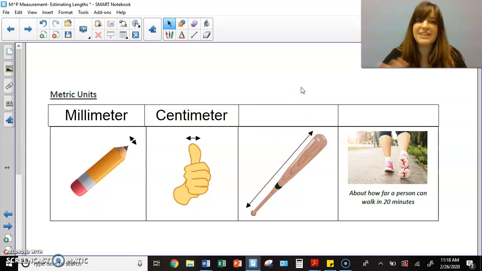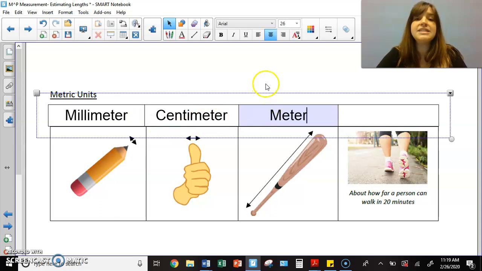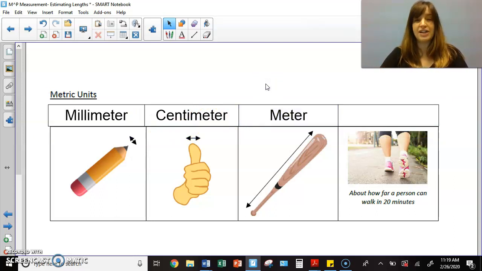Then it jumps really large in the metric system. There are other units of length in between a centimeter and a meter, which is what we're going to talk about next, but most commonly, they aren't used as much. From a centimeter, the next unit we have is a meter. A meter is about the length of a yard. It's slightly longer, but not much at all, so we think about a baseball bat for that. Anything that you would measure in meters, you could measure in yards as well. They're very comparable, and it just depends on whether you need a metric or a customary measurement.